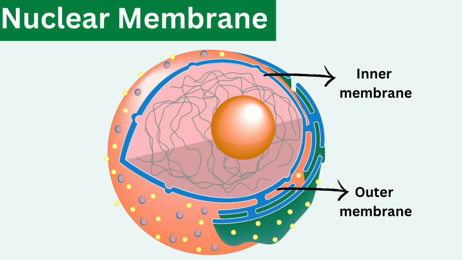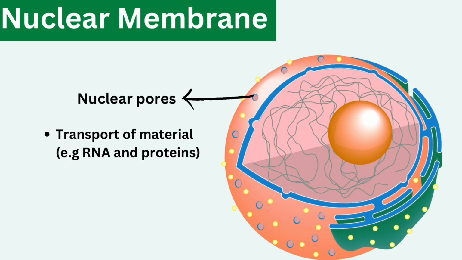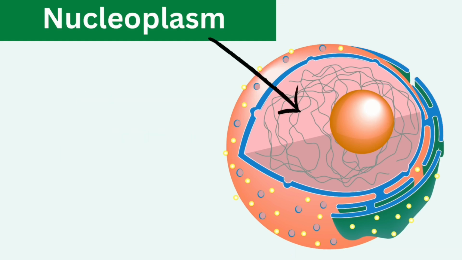The outer layer is connected with endoplasmic reticulum and the inner membrane encloses the nuclear content. Nuclear envelope has small gaps known as nuclear pores. These nuclear pores facilitate the transport of materials including RNA and proteins between the nucleus and the cytoplasm.